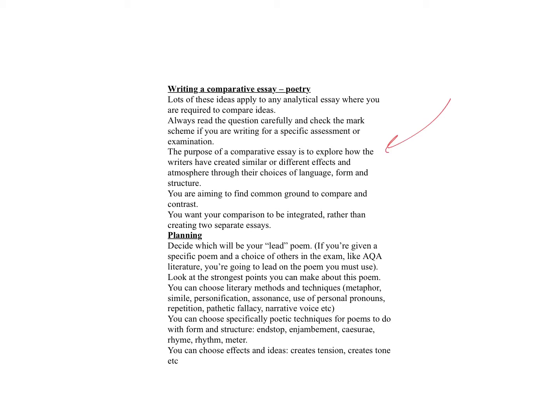The purpose of a comparative essay, you're looking at how the writers have made their choices to create things that can be linked. Okay, so you might be looking at language choices on a word level or a phrase level. You might be looking at technique choices like metaphor or simile. You might be looking at form or structure points. Have both poets used sonnets? Have both poets used a recognised form? Maybe one is a sonnet, one is a ballad. Have both poets used dramatic monologues? If so, how have they created character through those voices?